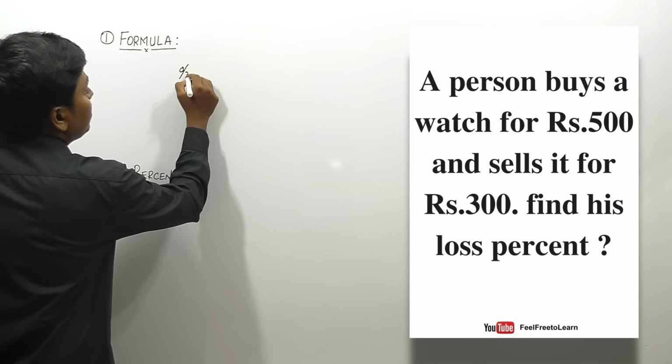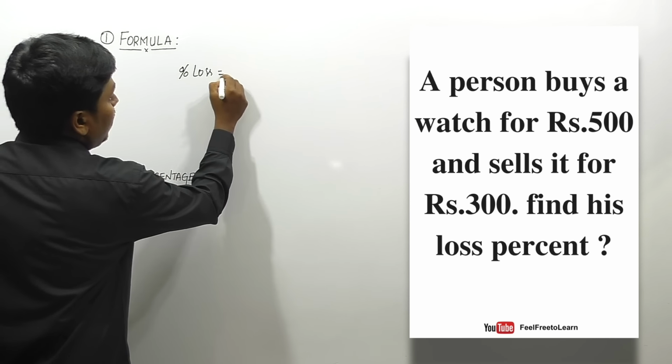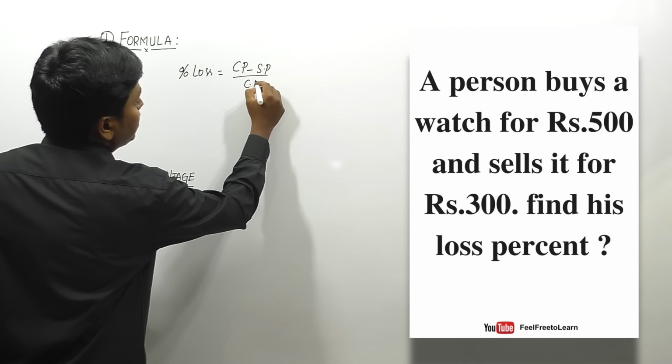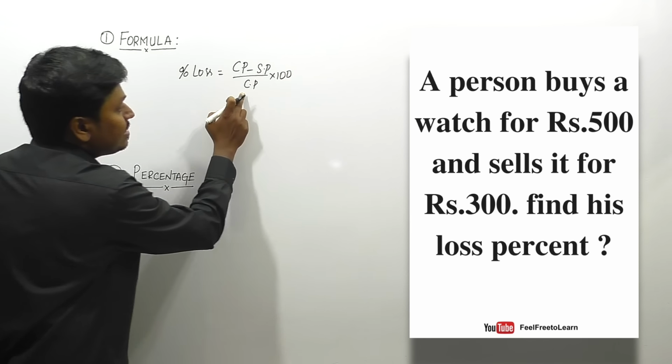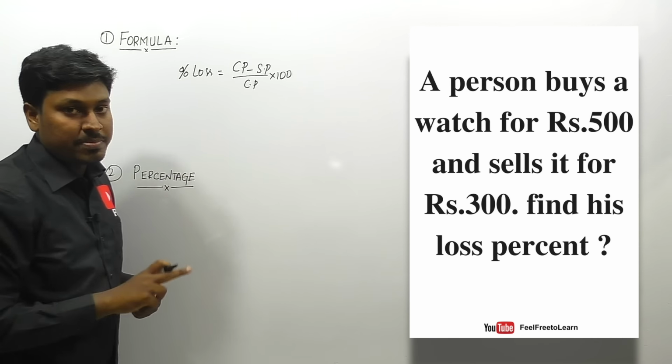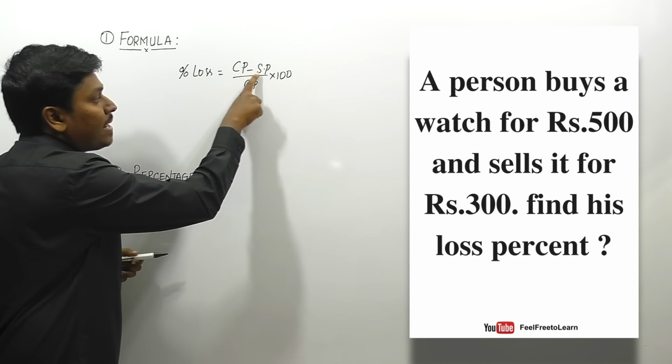So first of all, percentage loss. Percentage loss is equal to cost price minus selling price, divided by cost price, into 100. So friends, always the denominator should be the cost price. We need to compare all the values only with the cost price, right? So friends, cost price minus selling price.